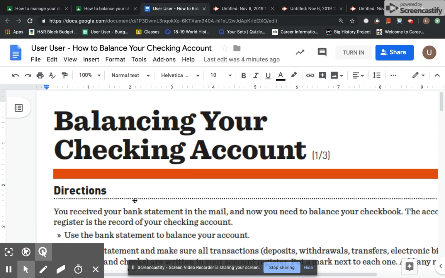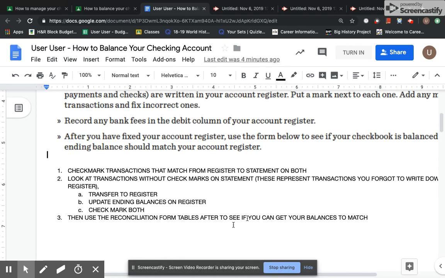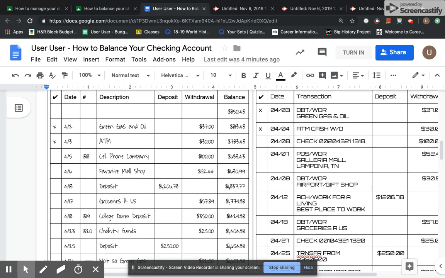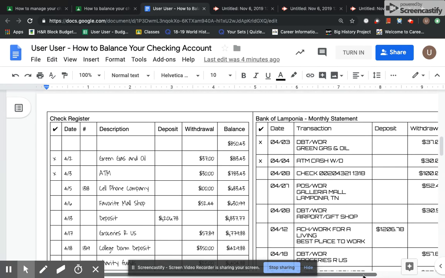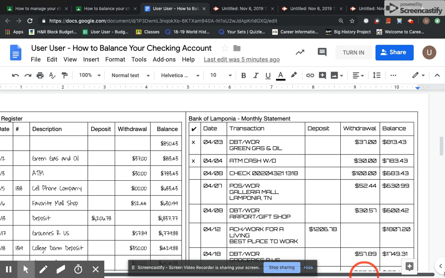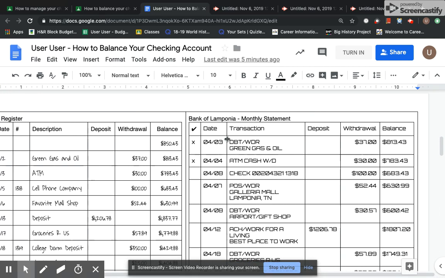All right. I did overview the process at the bottom of the first page. But the first step that we need to do, and they've already done a couple for us as the example, but let me show you. On the right-hand side is your statement, on the left-hand side is your check register. On the right-hand side, it gave me a date of April 3rd, DBT WDR, Green Gas and Oil. It said it was a withdrawal, which means a minus or a debit, $37, and that left me with a balance of $813.43 on that day.